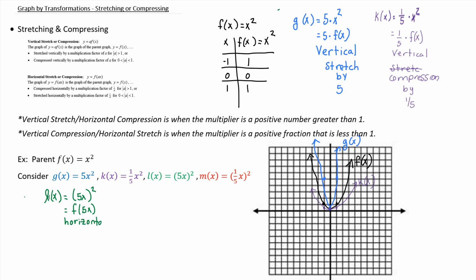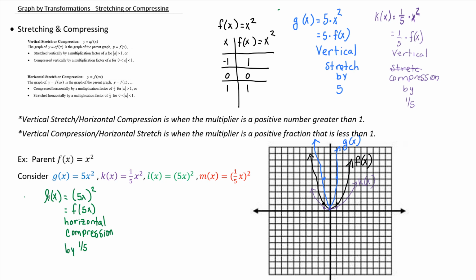And for the horizontal, think reciprocal of your multiplier. So my multiplier is 5. The reciprocal of 5 is, just flip it, 1/5. So since that value is less than 1, that's a compression. So it's a compression by 1/5.